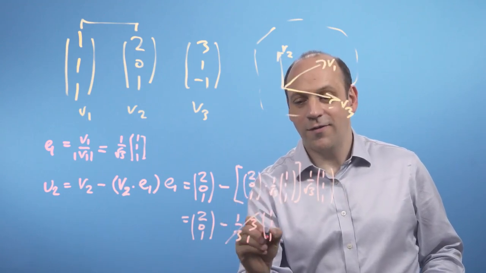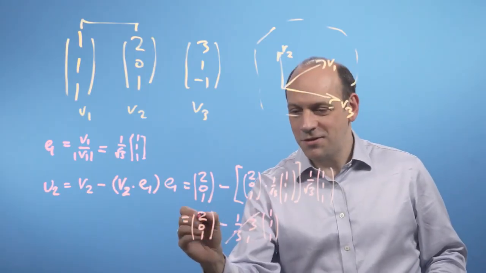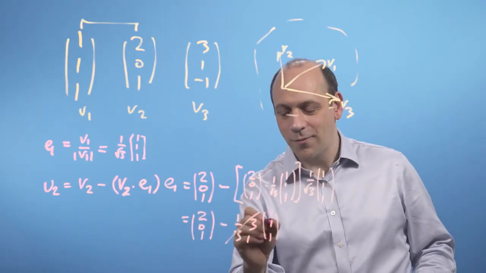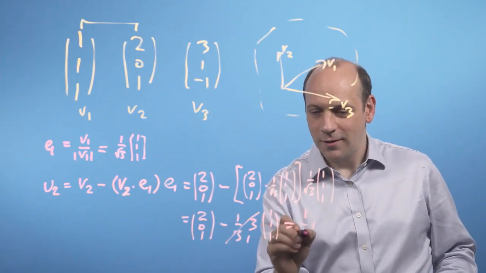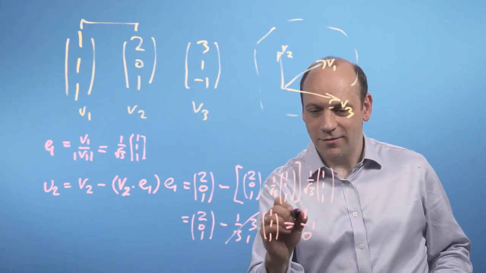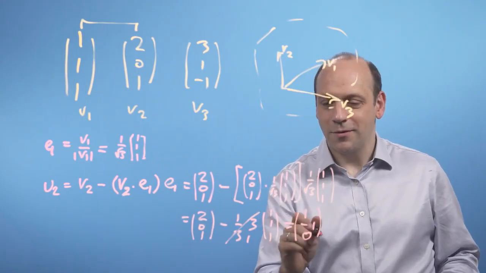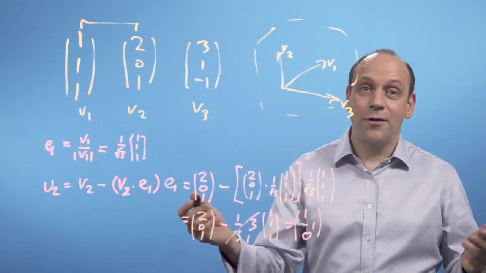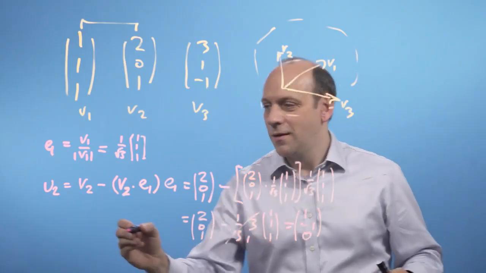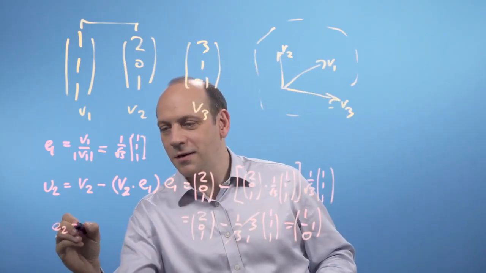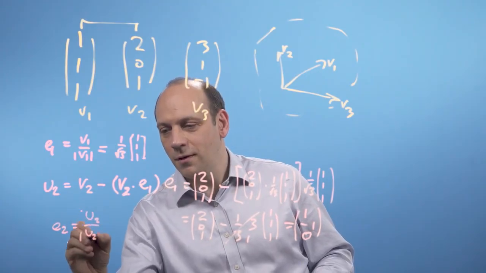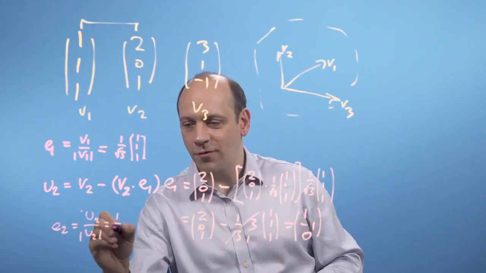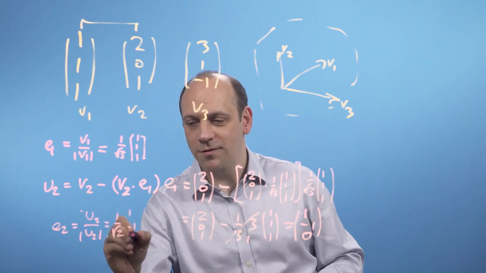And yeah, okay, I confess I fixed the example. So it's (2, 0, 1) minus (1, 1, 1), which is going to give me 1, -1, 0. That's u2. Now if I want to normalize u2, I can say e2 is equal to the normalized version of u2, which is just 1 over root 2 times (1, -1, 0).